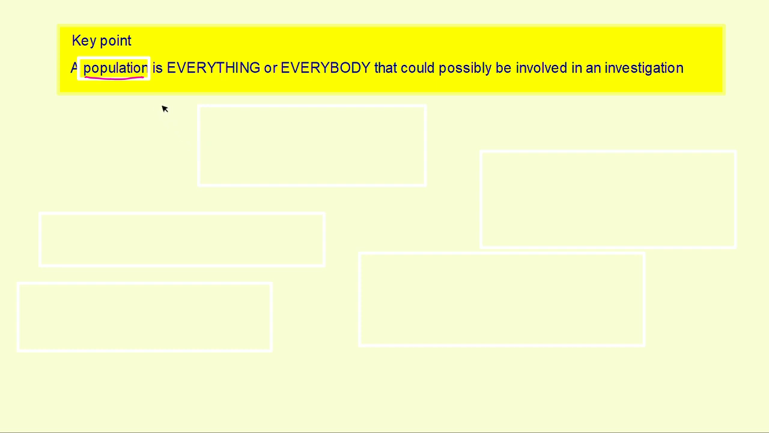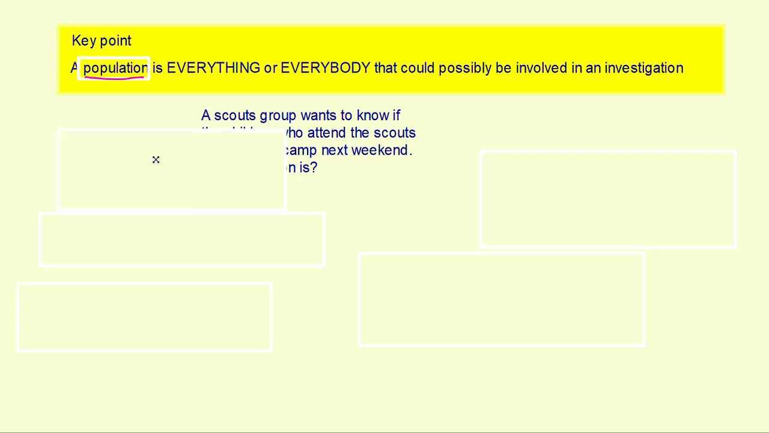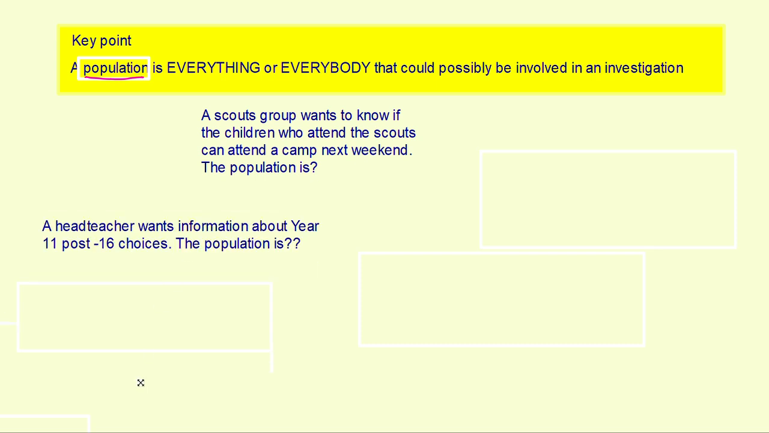Okay, so say you're doing an investigation about what everybody in your school thinks about the canteen food. Your population is everybody that could be involved in the investigation. It's everybody in the school, all the members of your school. A Scouts group wants to know if the children who attend the Scouts can attend a camp next weekend. The population is the children who attend the Scouts. They're the people that they're asking.